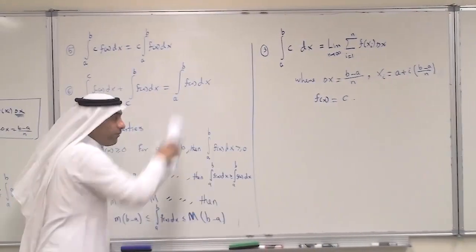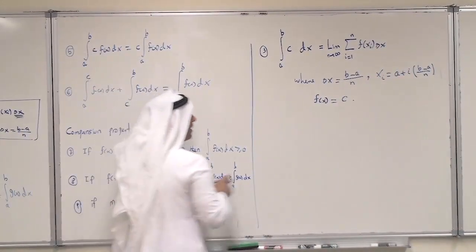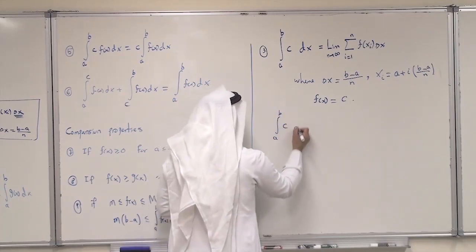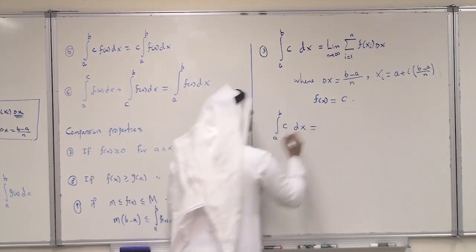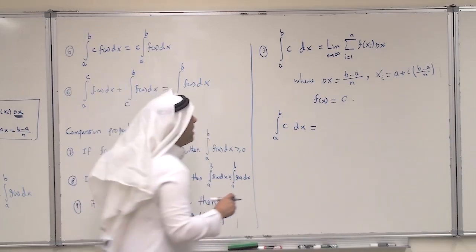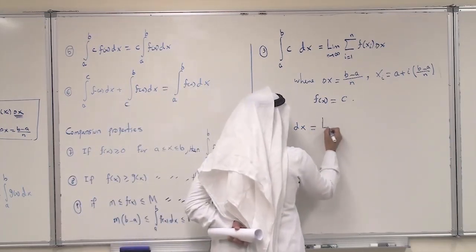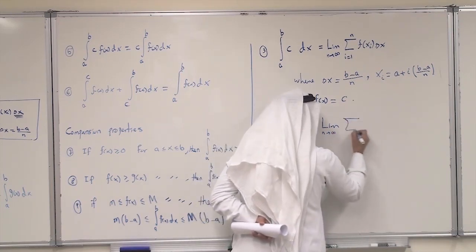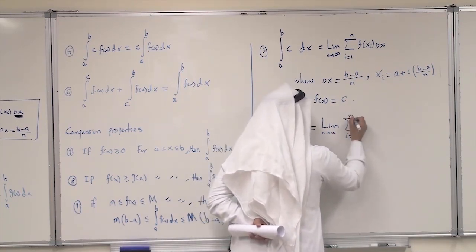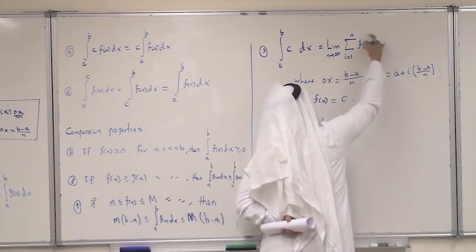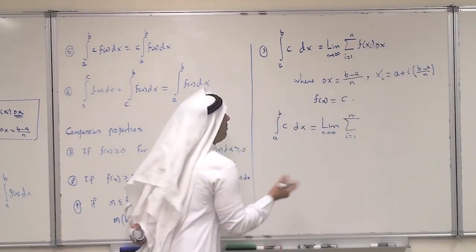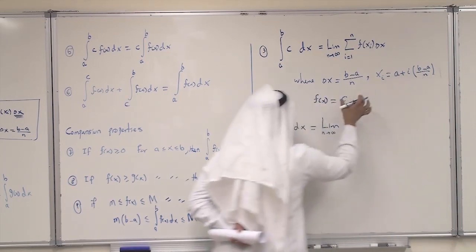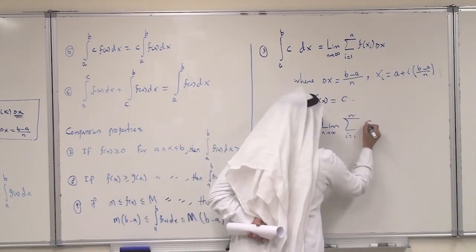Now, plugging this into the formula we have upstairs, we get the following. The integral from a to b of the constant function dx will be equal to what? We have the limit as n goes to infinity, the summation from i equal to 1 up to n. Now, let us go inside. What is f of xi? F of xi means you need to substitute these numbers in the function, but the function is always c. So that is only c.